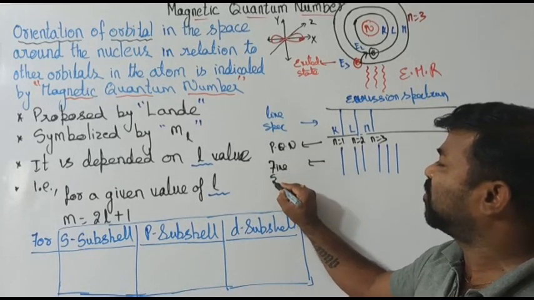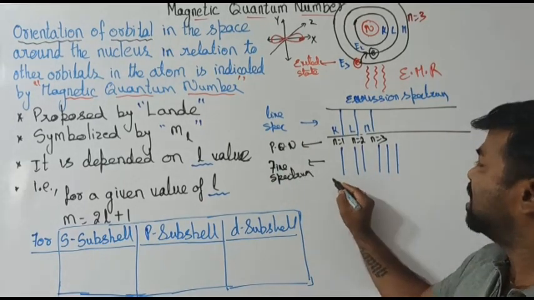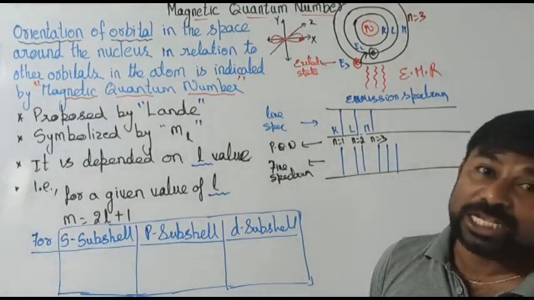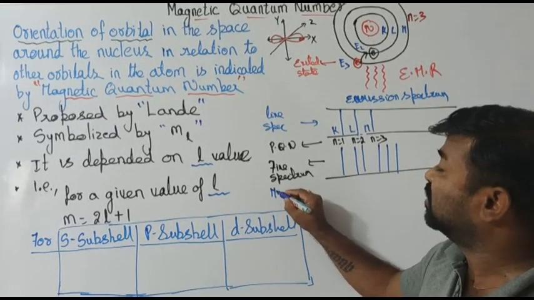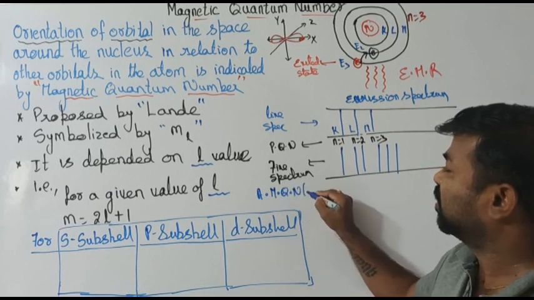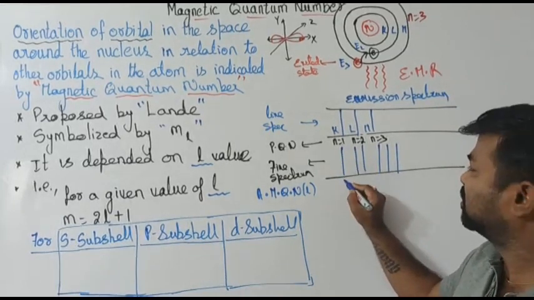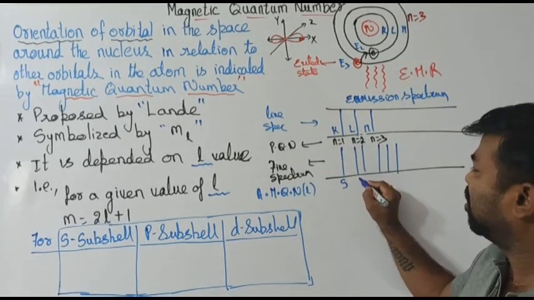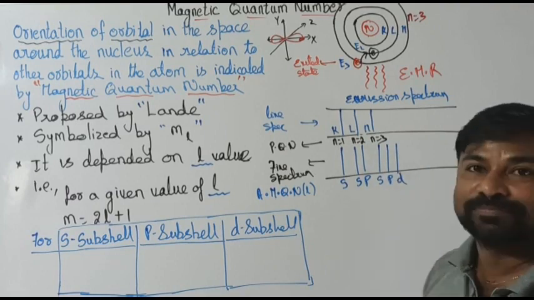This is nothing but the fine spectrum, as you all know, and this is denoted by the azimuthal quantum number, the angular momentum quantum number, that is nothing but the L value. So this is nothing but the subshell. So this is S, in the second orbit S and P, and here S, P and D.